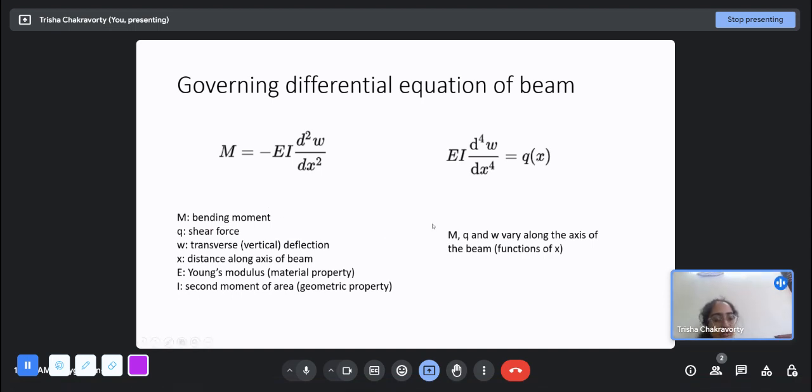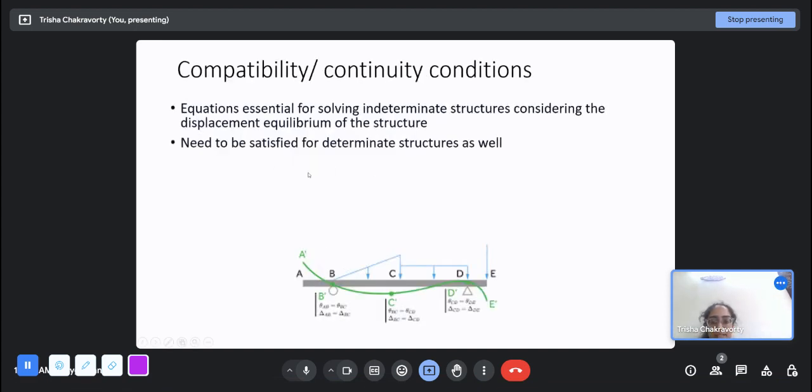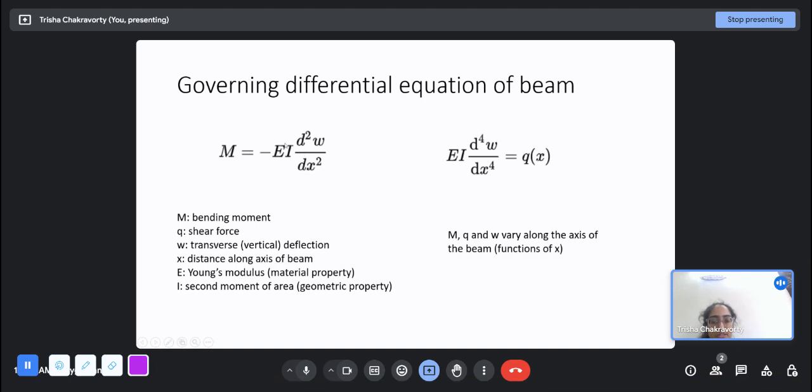We know M and Q from the bending moment and shear force diagrams, which are M of x or Q of x, the variation of bending moment or shear force along the axis of the beam. From that, using this equation, if you integrate it twice, you can find W as a function of x. There will be certain constants of integration. That is where we apply the boundary conditions. Suppose it's a cantilever beam, going from the fixed end to the free end, x varies from 0 to L. Then we know that at x equal to 0 there is no deflection because it is a cantilever beam.